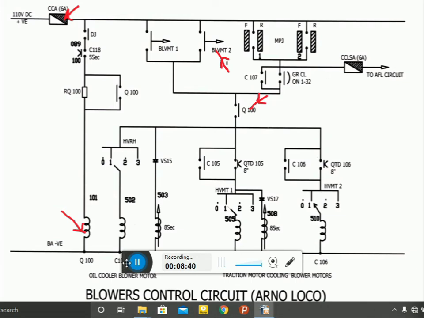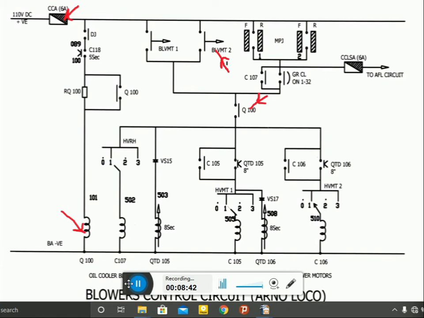At that time, we have to close BLCPD and ensure whether CPs are working or not. After closing BLCPD, if CPs are working, fuse CCA and Q100 are good. If CP is also not working, we can conclude fuse CCA or Q100 is defective. If CPs are working, the defective one may be BLMT or Q100.